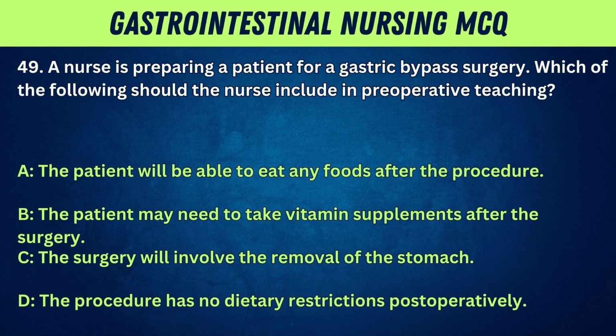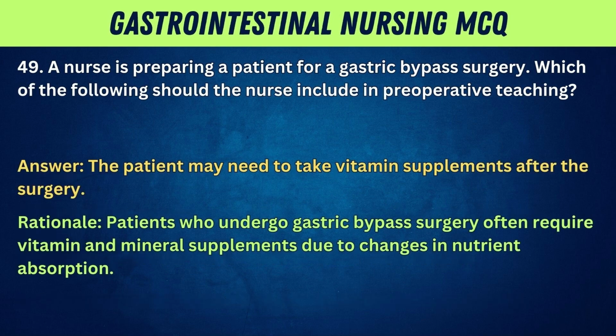49. A nurse is preparing a patient for a gastric bypass surgery. Which of the following should the nurse include in preoperative teaching? A. The patient will be able to eat any foods after the procedure. B. The patient may need to take vitamin supplements after the surgery. C. The surgery will involve the removal of the stomach. D. The procedure has no dietary restrictions post-operatively. Answer. The patient may need to take vitamin supplements after the surgery. Rationale. Patients who undergo gastric bypass surgery often require vitamin and mineral supplements due to changes in nutrient absorption.